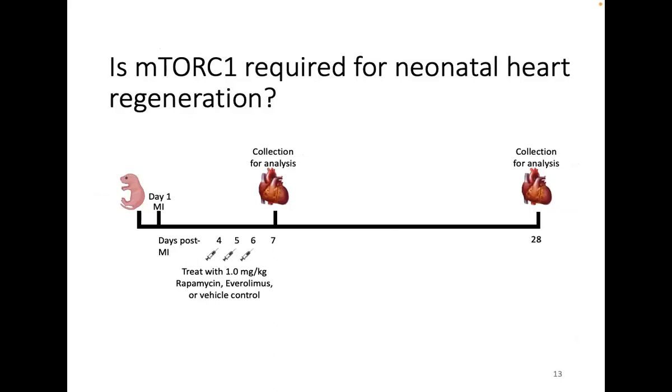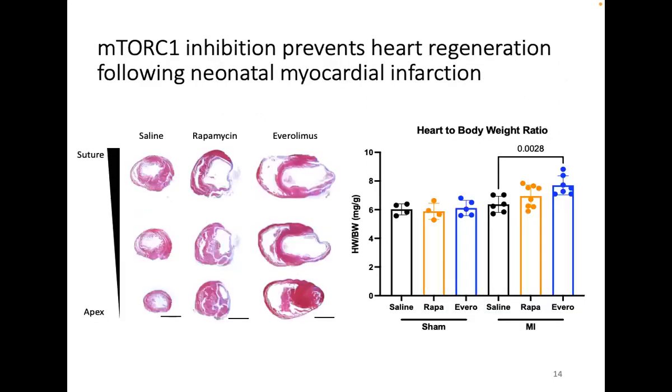So to do this, we used this experimental timeline where neonatal mice would undergo a myocardial infarction surgery at one day postnatal. And then on days 4, 5, and 6 post-surgery, they would be treated with either a vehicle saline control or with our mTORC1 inhibitors, rapamycin and everolimus, which are very similar inhibitors, but we wanted to use two different ones to make sure we weren't getting inhibitor specificity. And then we collected for analysis at either 7 days post-surgery or 28 days post-surgery, depending on the analysis that we would be conducting.